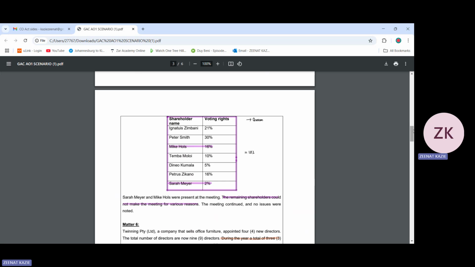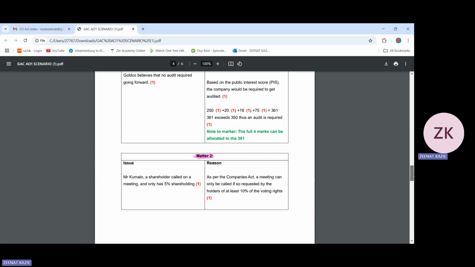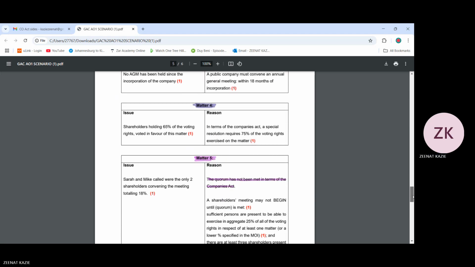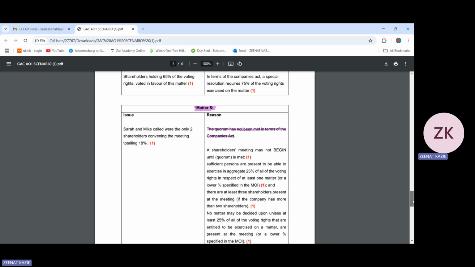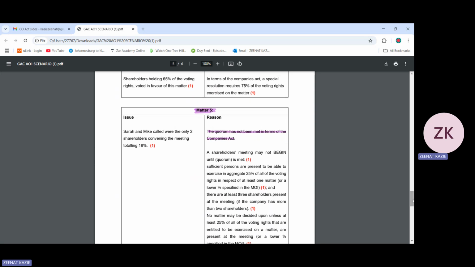Okay. Then it says Sarah Meyer and Mike Halls were present at the meeting and the remaining shareholders could not make the meeting for various reasons. The meeting continued and no issues were noted. So Sarah holds 2% and Mike holds 16%. So together, the two that were present hold 18% of voting rights. Like I said, you should be thinking about your shareholders meeting quorum and the requirements for a quorum.